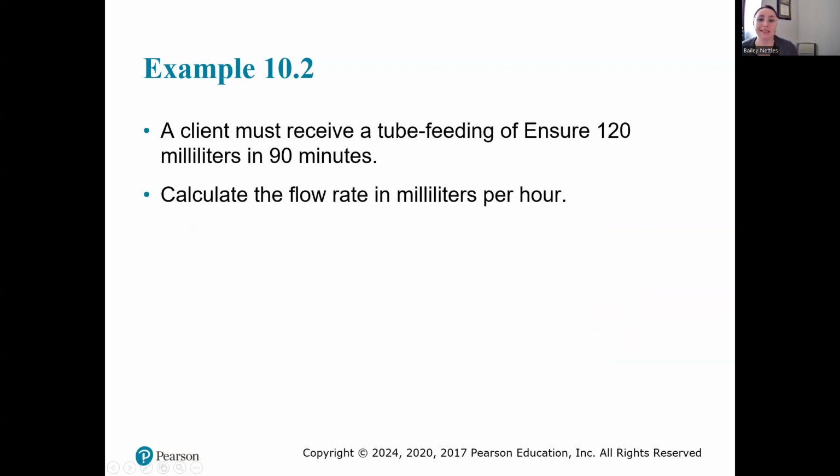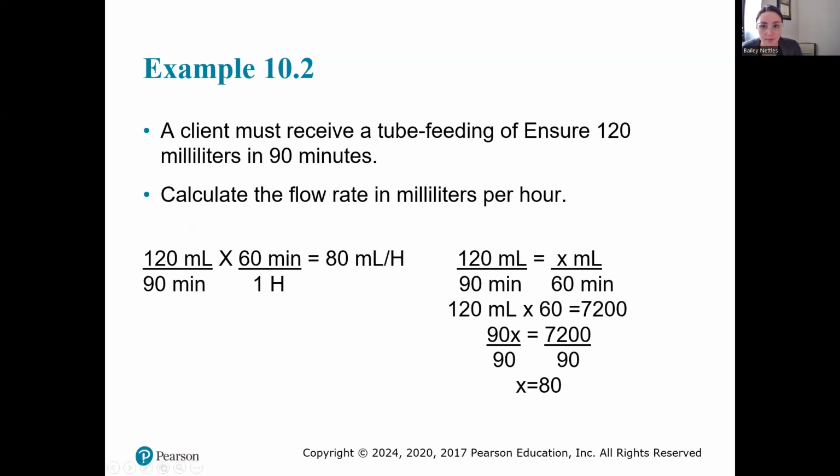All right. Example number 2. This client needs to receive a tube feeding of Ensure for 120 milliliters over 90 minutes. How many milliliters per hour are we going to be able to set the pump? All right, so the way I know to do it is called dimensional analysis. This is ratio over ratio proportion. So we're going to go over dimensional analysis first because that makes the most sense to me. My question is asking for milliliters per hour. So I want to make sure my milliliters is on top and my hours on bottom. So I put my 120 milliliters on top.